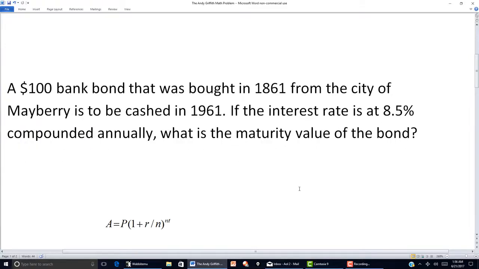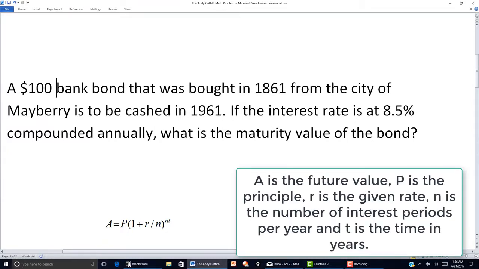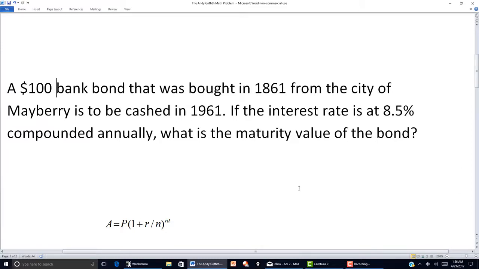So here's the formula. If you want to do it manually, the amount or future value is the principal multiplied by, in parentheses, 1 plus r over n, where n is the number of periods. So in other words, if it's compounded annually, n is 1. If it's compounded semi-annually, n is 2. Compounded quarterly, n is 4. Monthly, n is 12, and so on. And t is the number of years.